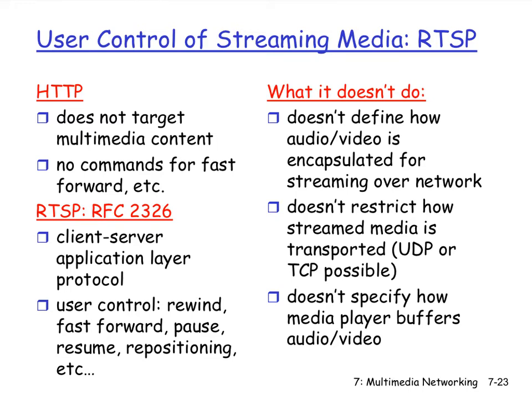So RTSP is an application level protocol, which is used to facilitate the interaction between a client and a streaming server. So that's the actual definition of RTSP. It accounts for the control from the client to the server to rewind a video or audio, or to pause, or to fast forward, or to play from a certain position, or something like this.